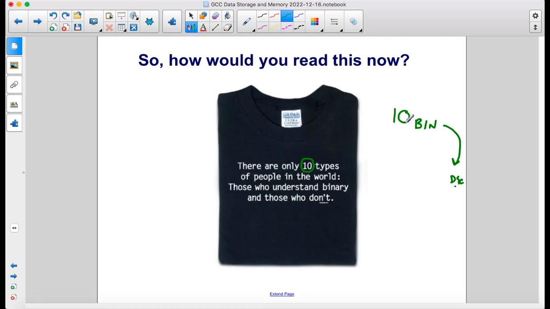Well, in the ones place here, we have 0 times 2 to the 0, and then here we have 1 times 2 to the 1, and then we add those together, right? So 1 times 2 is 2, 0 times 1 is 0. Add them together and you get 2. There are only 2 in decimal types of people in the world, those who understand binary and those who don't.